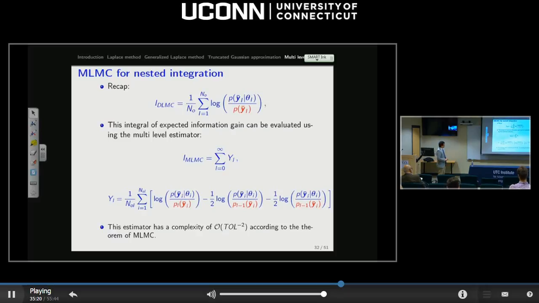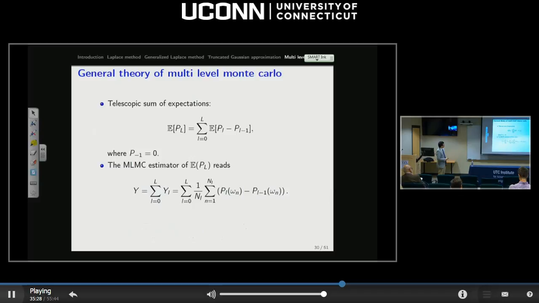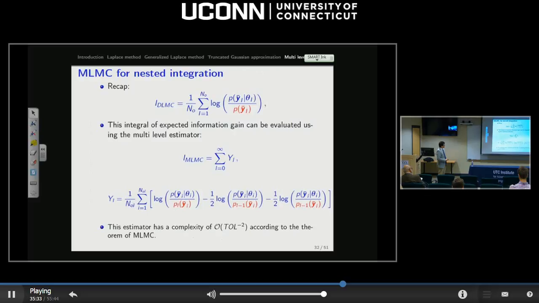So then you can write a similar formula. You write the difference between PL and PL minus 1. In this case, this log is PL, and this whole thing here is PL minus 1. The reason I wrote it in two parts is that in this way you reduce the variance of the estimator. And we can show that the estimator has a complexity of tau to the power minus 2. It's the best you can get.